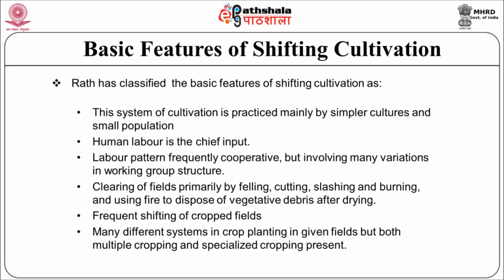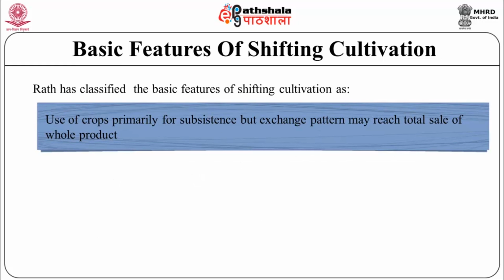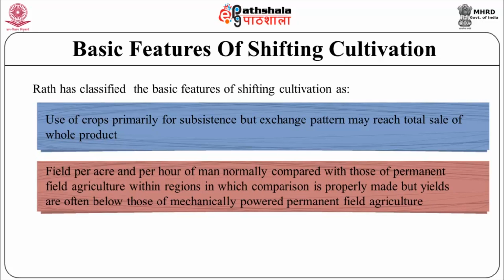Many different systems of crop planting in given fields, both multiple cropping and specialized cropping. Use of the crops primarily for subsistence, but exchange patterns may reach total sale of the whole product. The next characteristic feature is that yield per acre and per hour of the man is normally comparable with those of permanent field agriculture within the region in which comparison is properly made, but yields are often below those of mechanically powered permanent field agriculture.